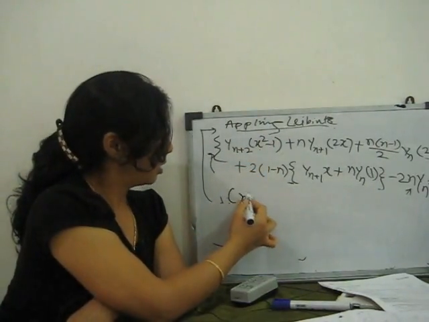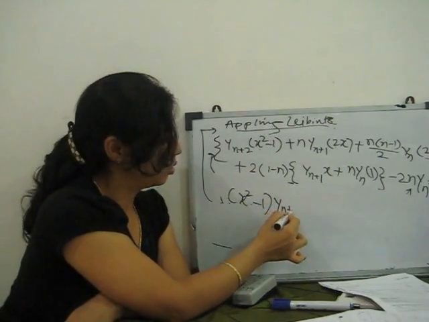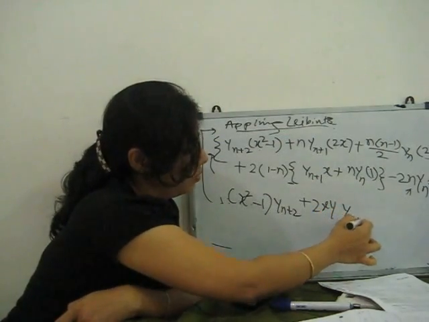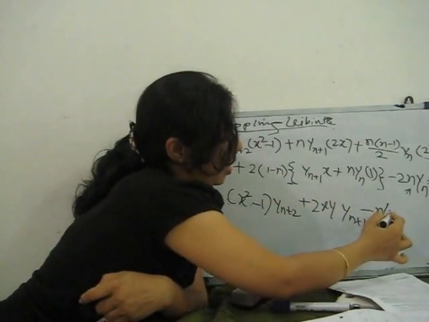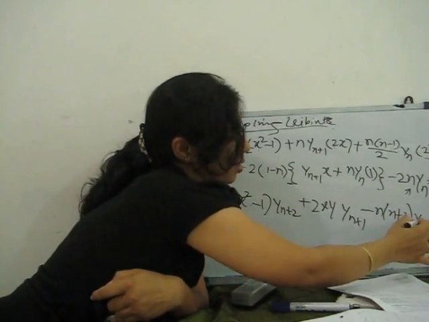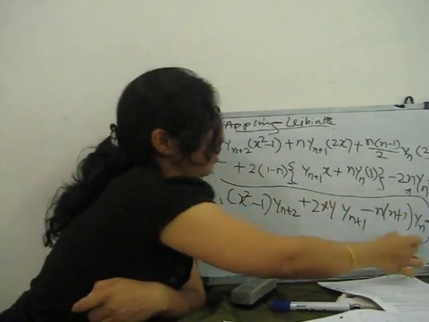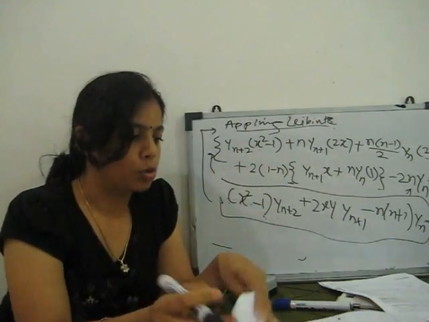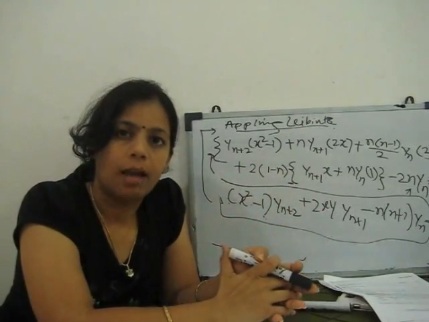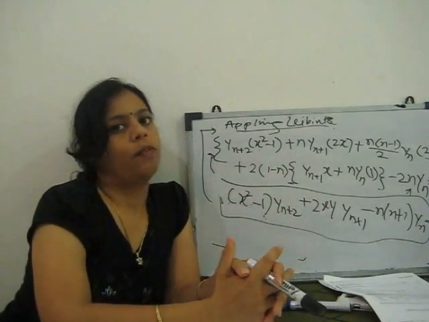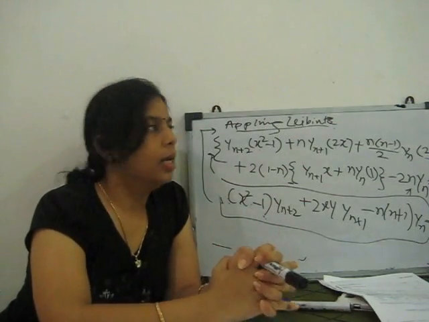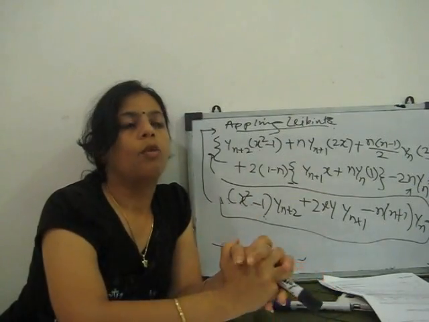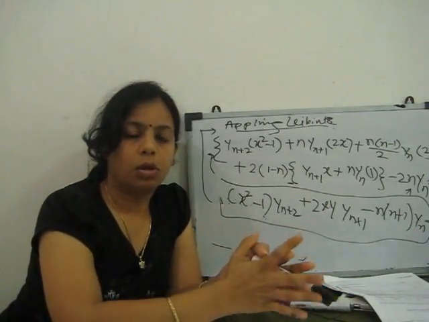What is given? (x square minus 1) y n plus 2 plus 2x y n plus 1 minus (n plus 1) y n is equal to 0. So when you simplify this equation, you will get this. So these types of questions we can also solve with the help of Leibniz theorem. So that's all for successive differentiation. I think this video is helpful for understanding how to solve higher order derivatives, for first order, second order, fourth order.